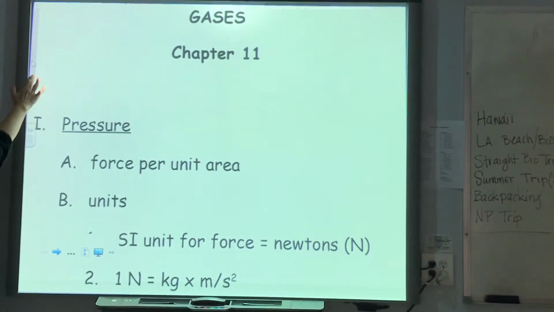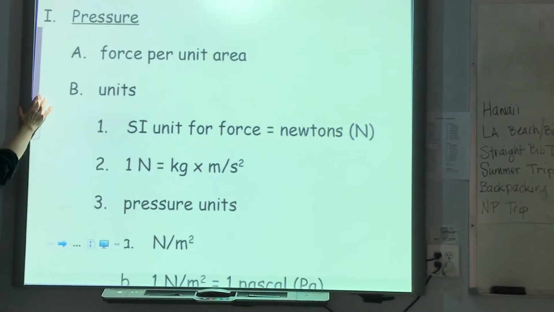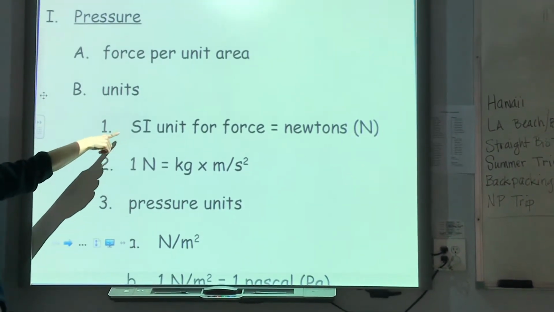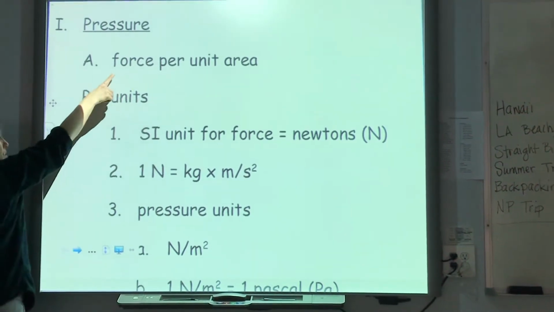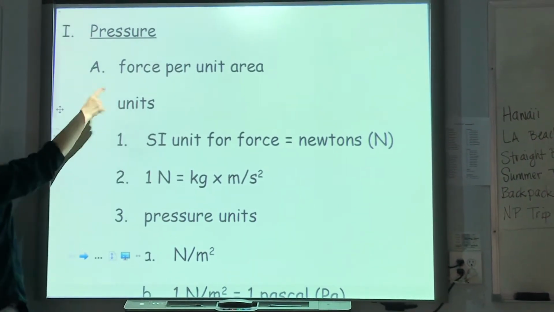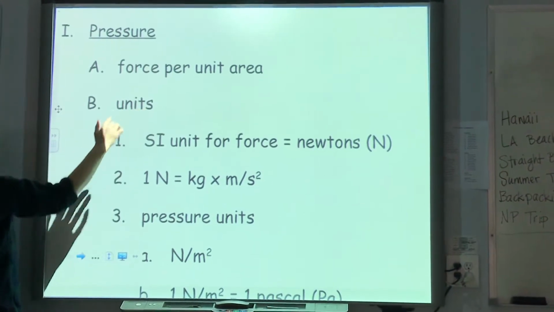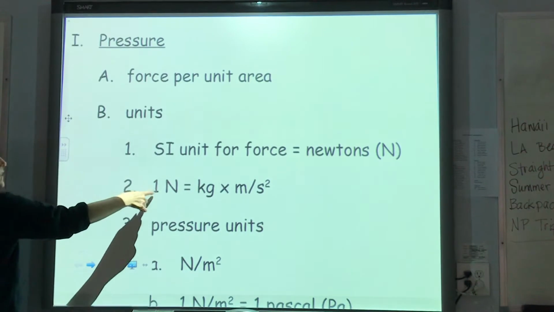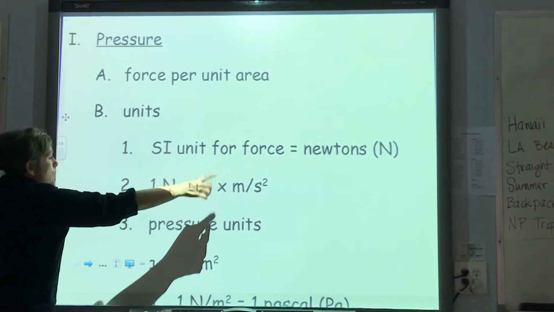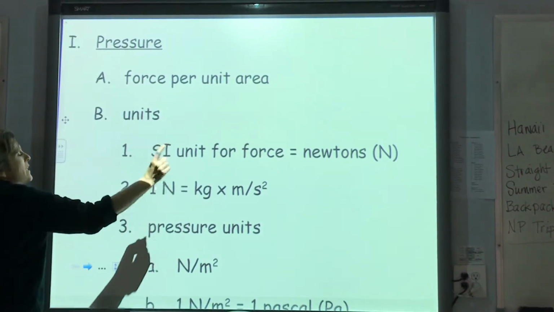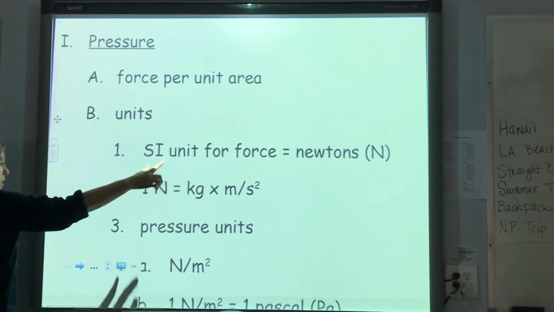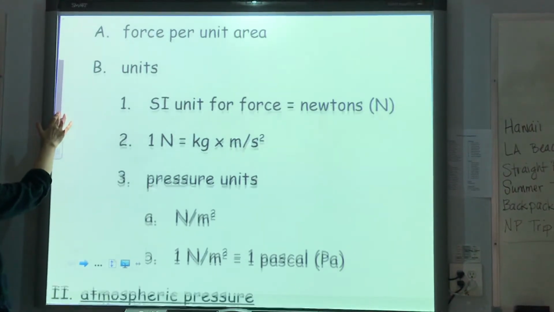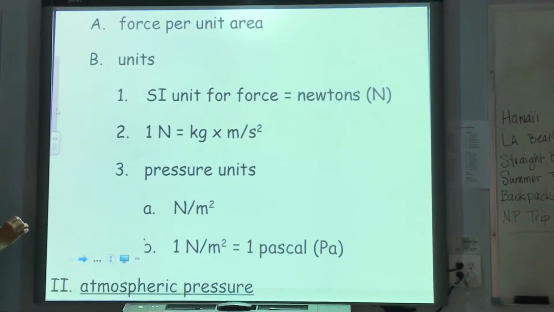Pressure is force per unit area. All right. So the unit for pressure is, if you recall from physical science, the standard international unit for force is newtons. The standard international unit for area is a meter squared. Okay? So 1 Newton is equal to a kilogram meter per second squared. And again, unit area is meters squared.